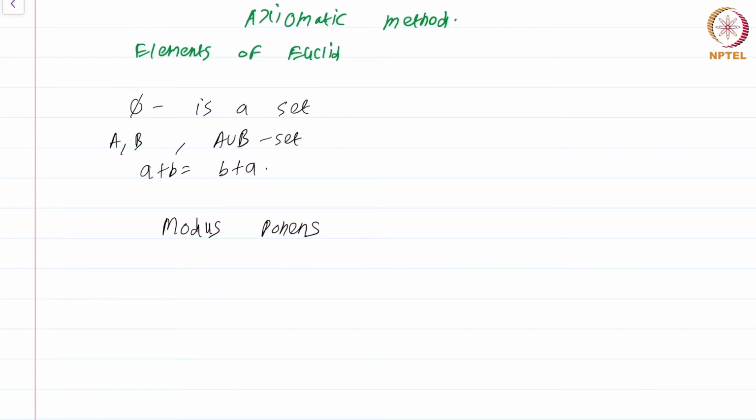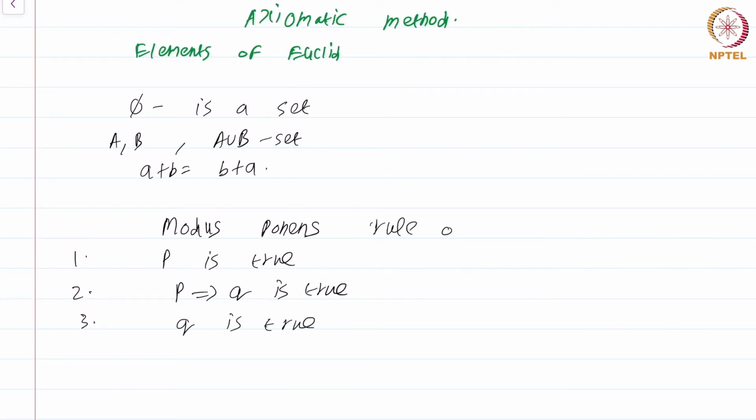What it says is something really simple. Suppose you have demonstrated that a particular statement P is true. You have demonstrated it in some way. It could also be an axiom. Axioms are taken to be true. Second, suppose you have demonstrated that P implies Q is true. What modus ponens says is that then Q is true. This is called a rule of deduction. If you have demonstrated that P is true and that P implies Q is true, then Q is true.